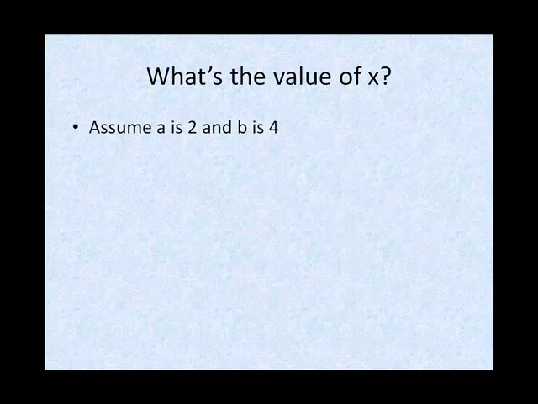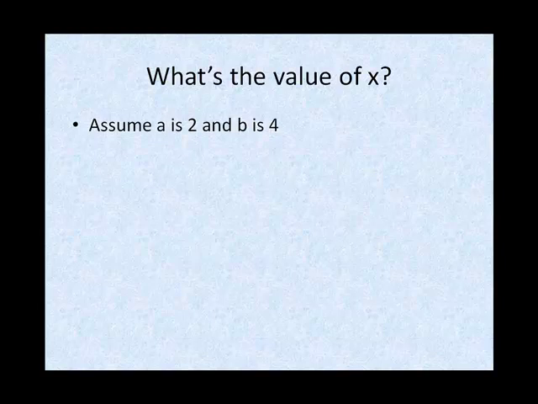Assume a is 2 and b is 4. What's the value of x = a++ + b++? Well, a++ is evaluated as 2, and b++ is evaluated as 4, so x is 6. When the statement is done, a becomes 3 and b becomes 5, but at the time the values were evaluated, 6 was assigned to x.